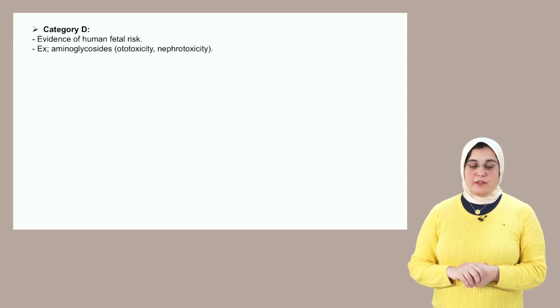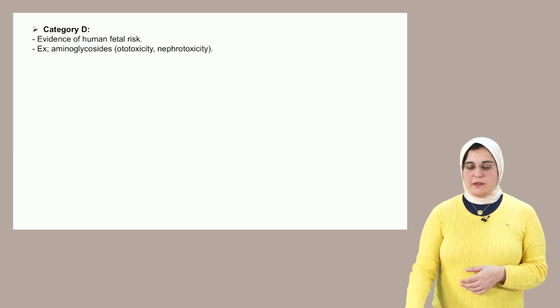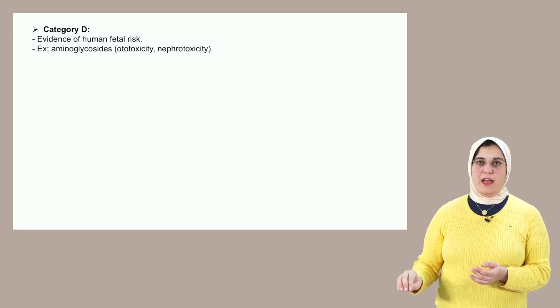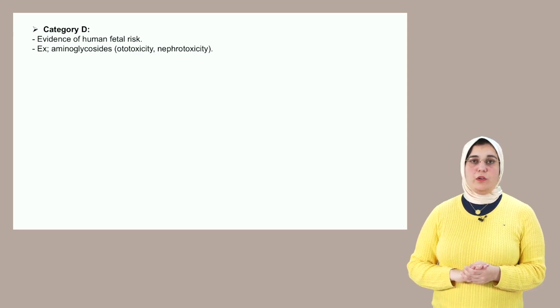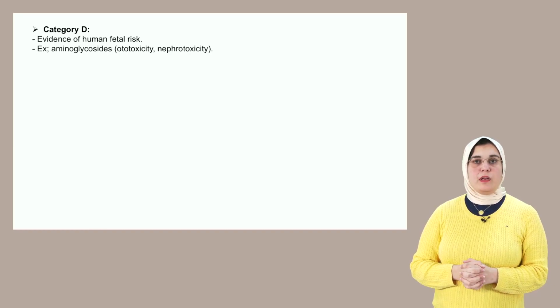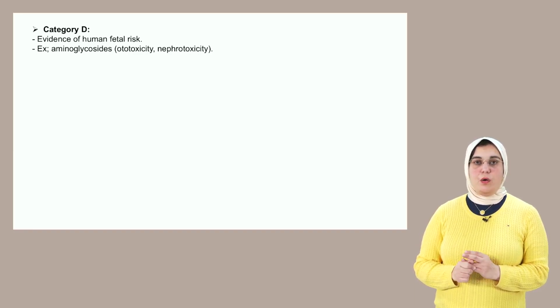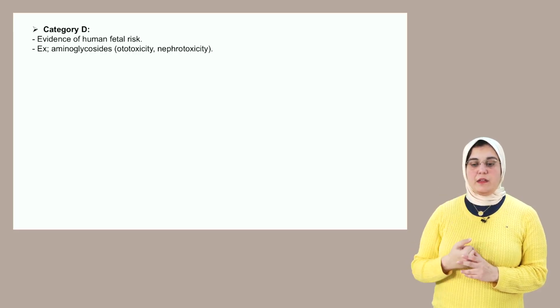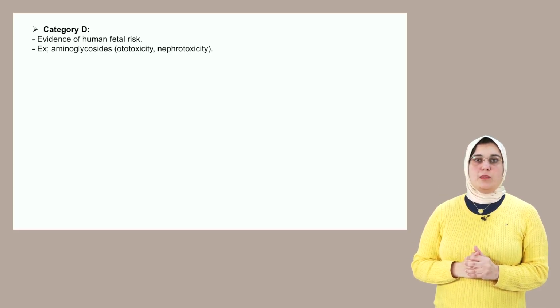Category D, there is evidence of human fetal risk. It means if the mother takes this drug, her baby will have side effects. One of the very famous examples is aminoglycosides. It's a group of antibiotics, and it causes ototoxicity and nephrotoxicity for the baby. Ototoxicity means abnormalities in the ear and the hearing. Nephrotoxicity means abnormalities in the kidney, in your urinary system.